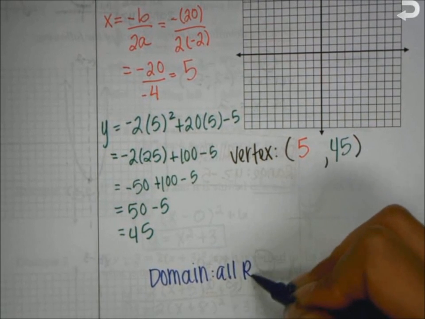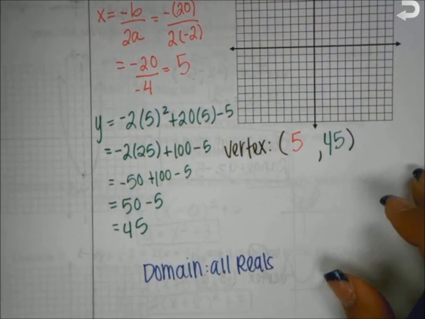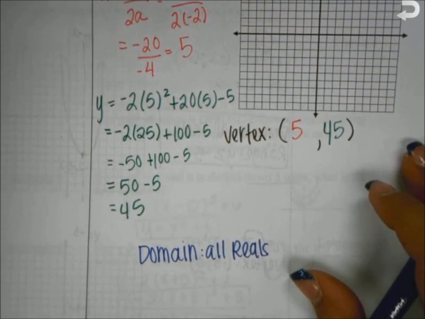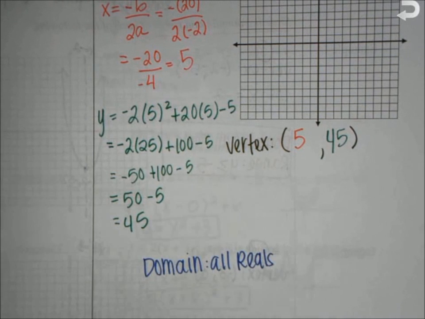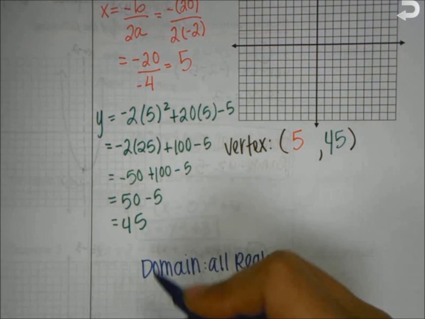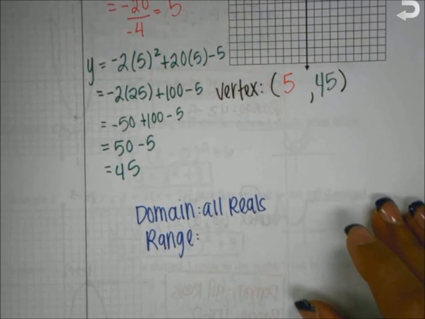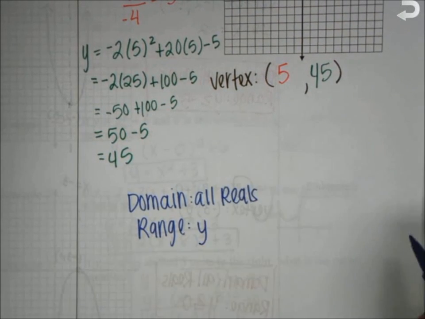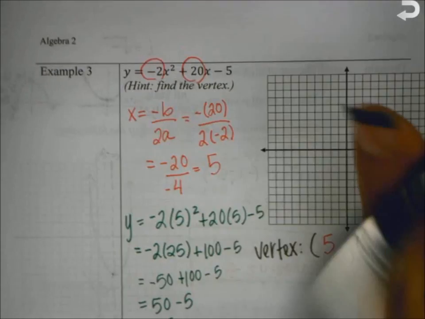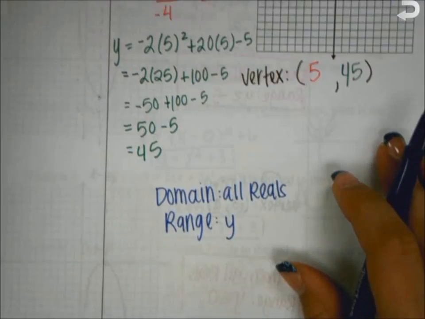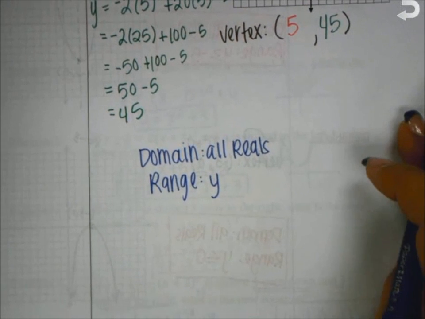What about the range? Range has to do with which value, x or y? Y, so we know we're going to use y. Is my parabola opening upwards or downwards? Downwards, so am I looking for y is less than or greater than? Less than or equal to what? 45. And we did all of that without actually graphing it.